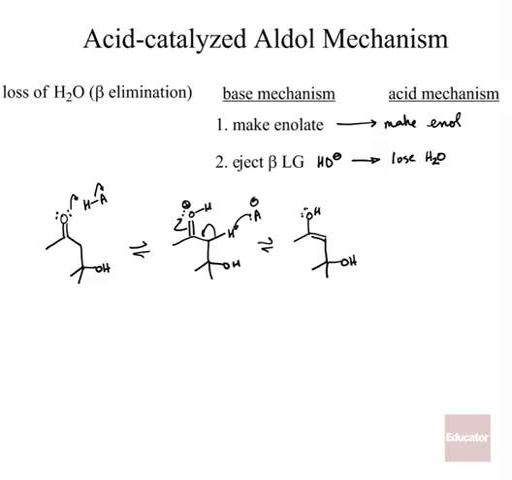Okay, and now we need to get rid of our beta leaving group, but it's not a good leaving group right now. If this kicked down and kicked off the leaving group, it would be hydroxide leaving. So how do we make it a better leaving group? We need to protonate.